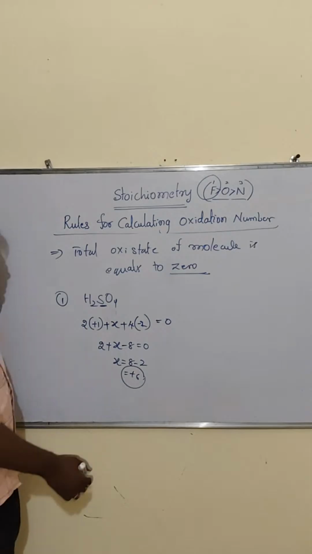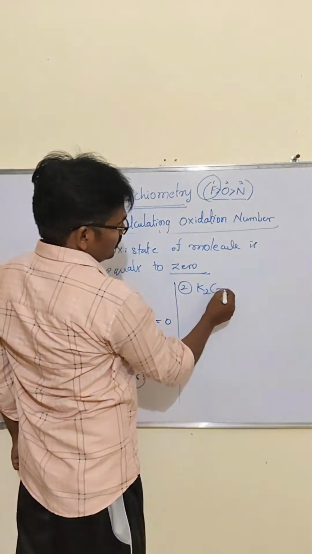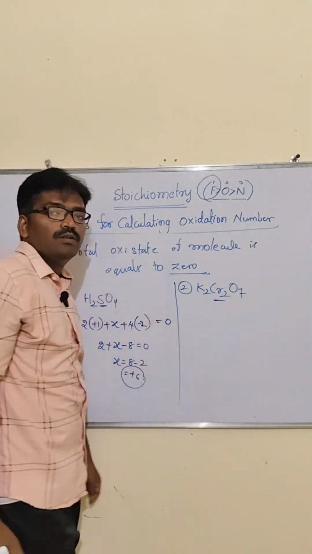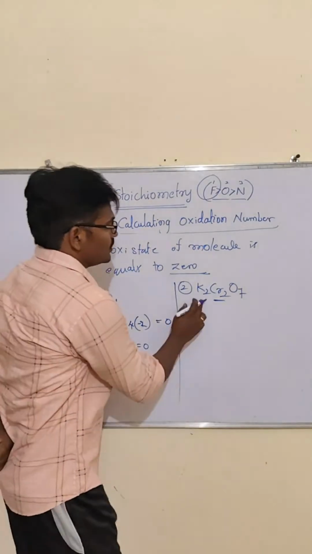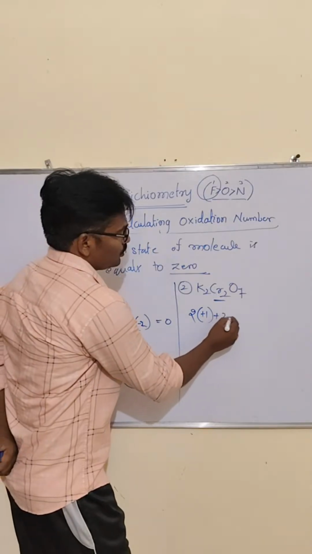Clear? Then one more example, the second one, K2Cr2O7. Look at it. Then the chromium oxidation state, that we are discussing. Sir, the potassiums are 2 into each one +1, plus 2 chromiums are there.